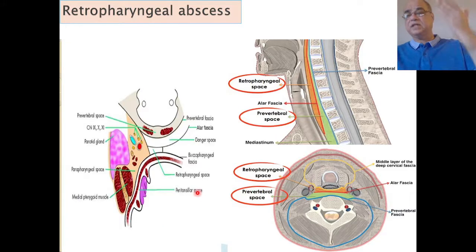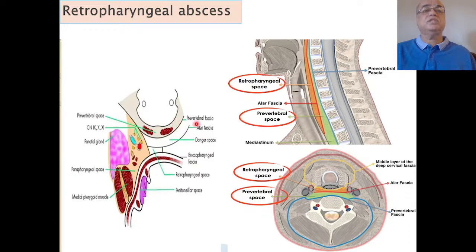Superiorly, it starts from the skull base, and inferiorly it goes into the mediastinum till the bifurcation of the trachea. And laterally, of course, is the lateral pharyngeal wall or parapharyngeal space on this side, and parapharyngeal space will be there on this side as well. So in the cross-sectional area here also, you can very clearly see that this is the prevertebral space and this is the retropharyngeal space. So this is very important to understand.